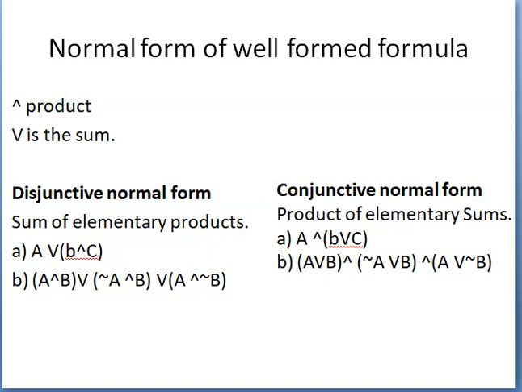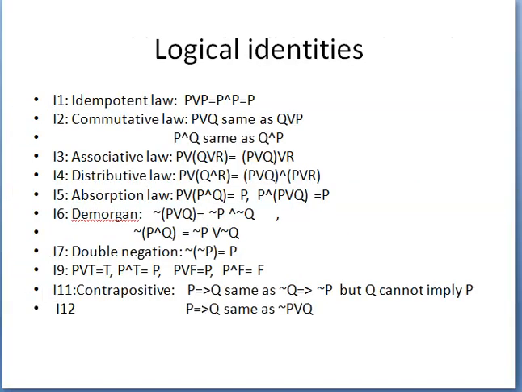So let us look at the logical identities, and then we will look at the simplification of propositional sentences. So the various logical identities that we have are the idempotent law. If we or a proposition with itself, or if we and a proposition with itself, we will get the same proposition. Then we have the commutative law, which says P or Q is same as Q or P. Similarly, P and Q is same as Q and P.